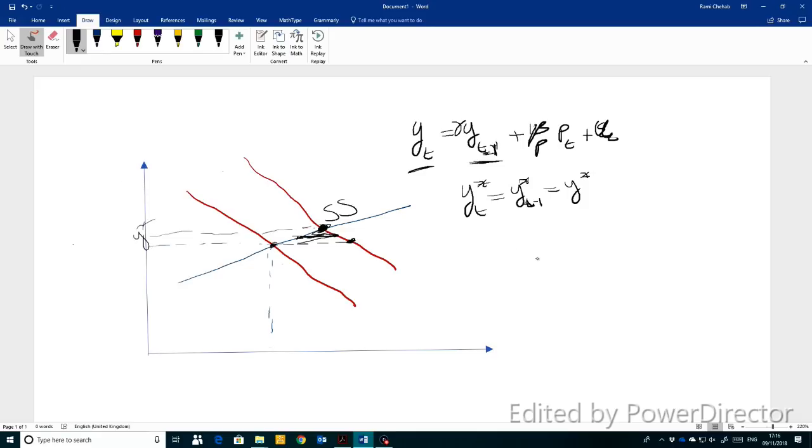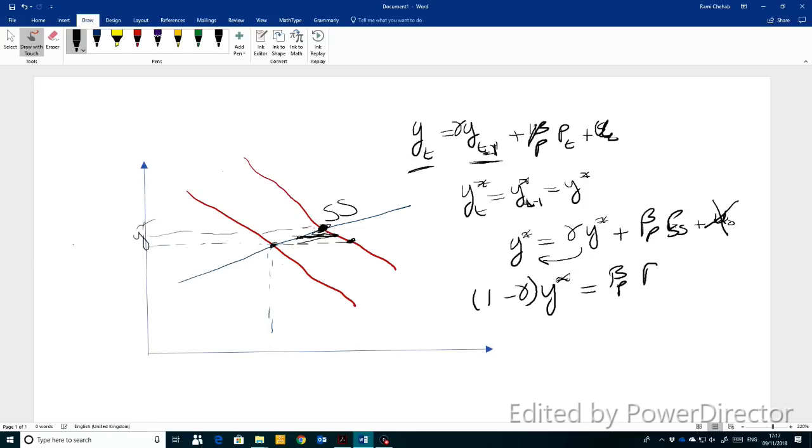So obviously, when this is the case, what will happen? We will have that Y star, which stands for Y_t star, is equal to gamma Y star plus beta P_t, or P steady state. Okay, plus the error term, but the error term in this case is going to be 0, because there is no reason to deviate. And in this case, you can take the Y star to the other side, and then it becomes (1 minus gamma) Y star is equal to beta P, the price at steady state, and therefore Y star is going to be beta P divided by (1 minus gamma) P_SS.